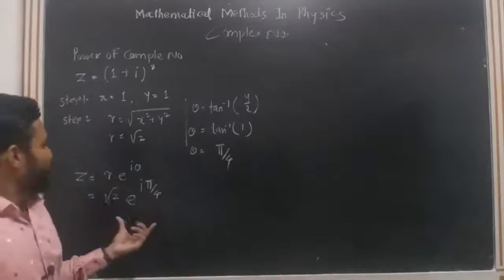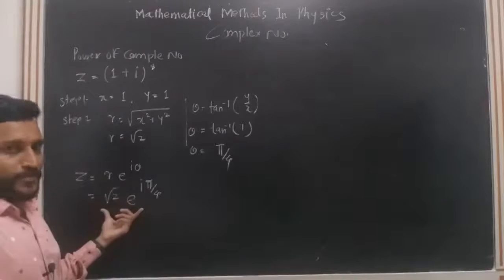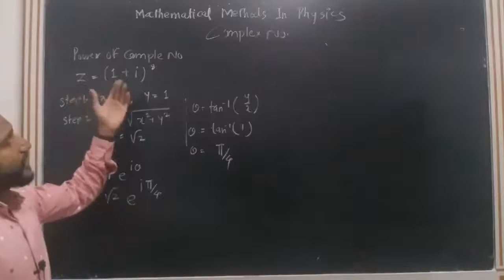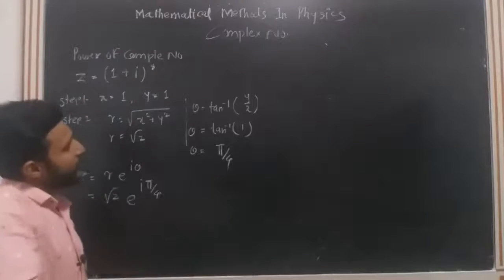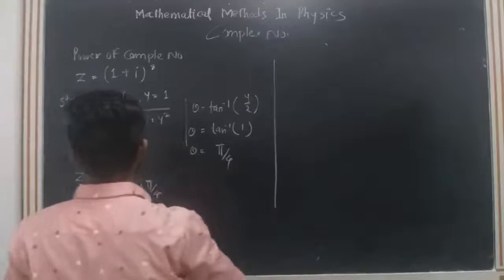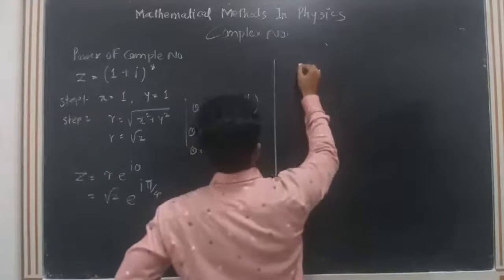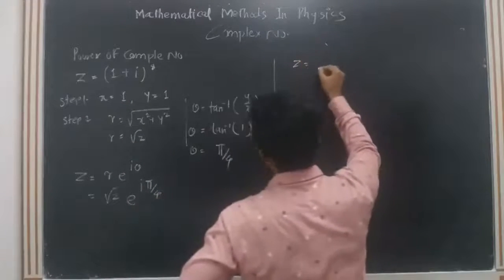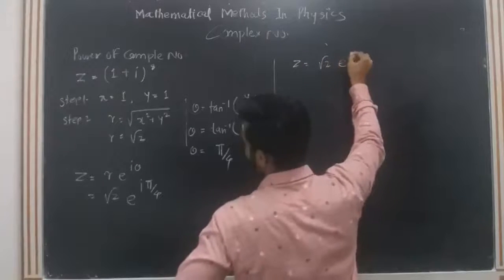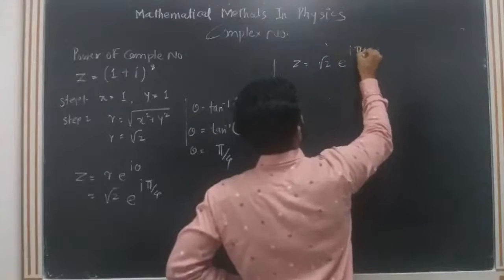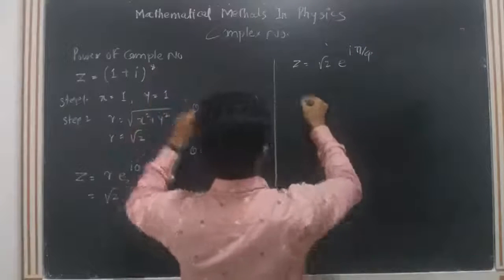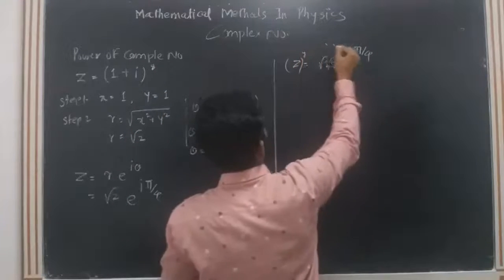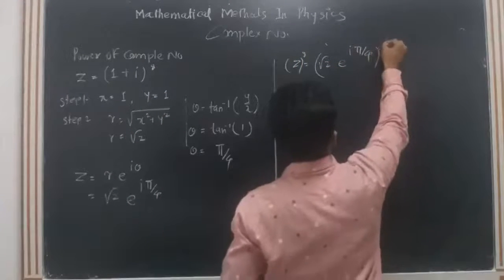Once you are able to obtain the exponential form of a complex number, it is very easy to find the power of the given complex number. So here z is equal to root 2 e raised to i pi by 4, and we want to find the 8th power of the given complex number.